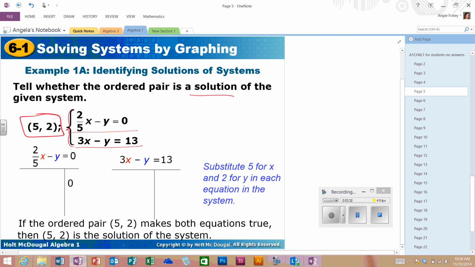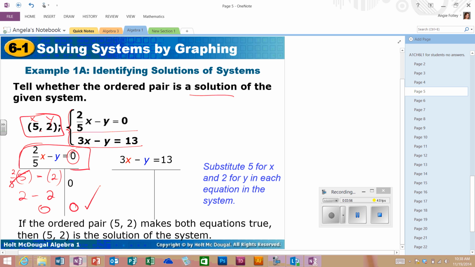First, we're going to check if 5, 2 works for the first equation. So here's our first equation. This is my x, this is my y. I'm going to plug 5 into x and 2 into y. These cancel. I get 2 minus 2. That equals 0, which is what is on this side. So that is a solution.